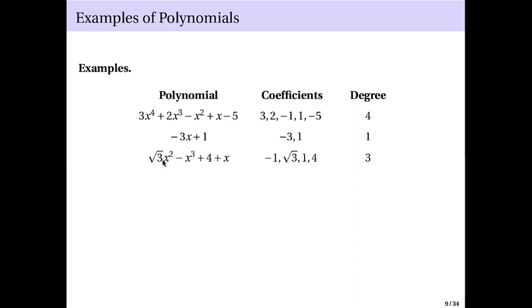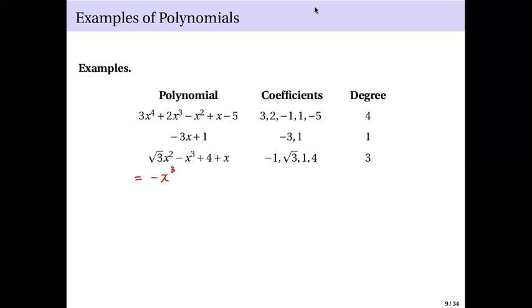In here, look at this. You have square root of 3 x squared minus x cubed plus 4 plus x. If you look at the variable x, the highest power that you see is 3. That's why the degree of this polynomial is 3. This is not written in standard form. So let me just rewrite this. In standard form, we start with the highest power. So this guy here is equal to -x cubed.